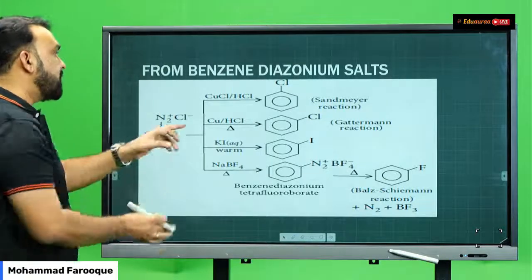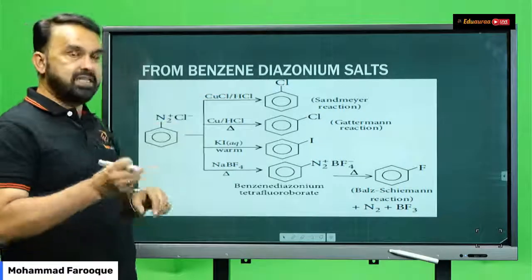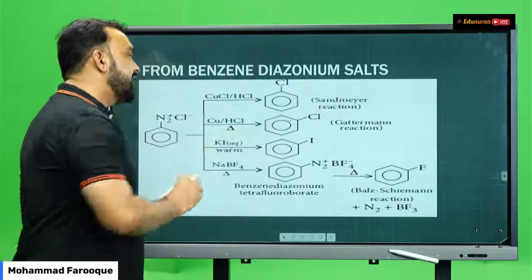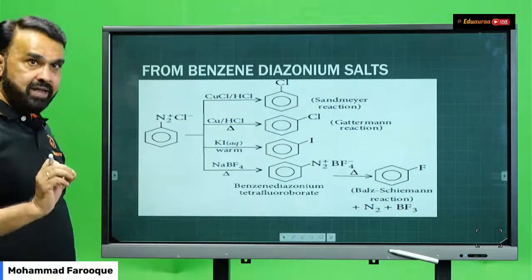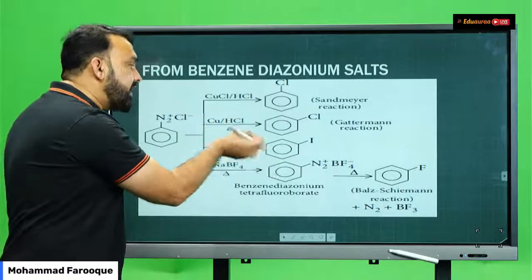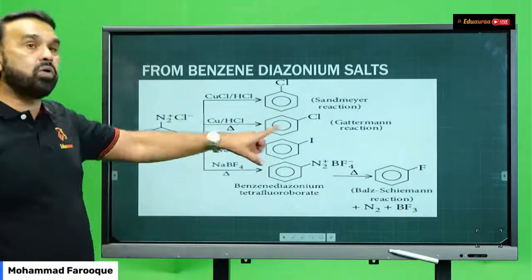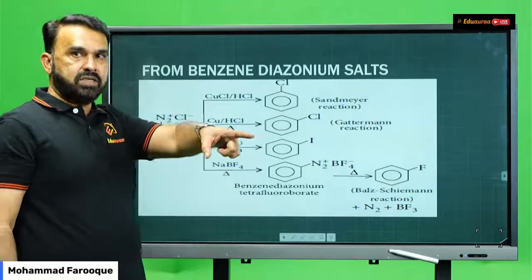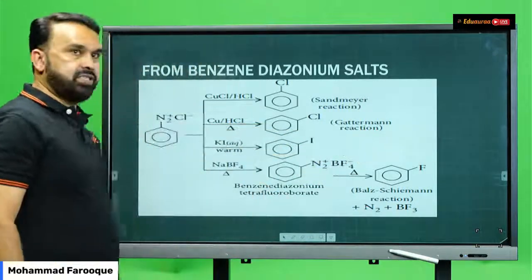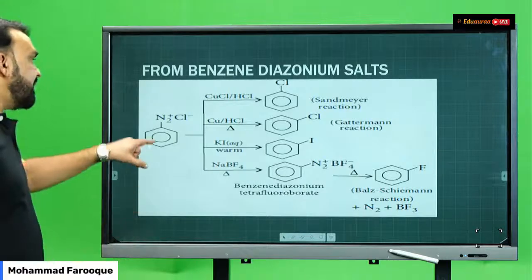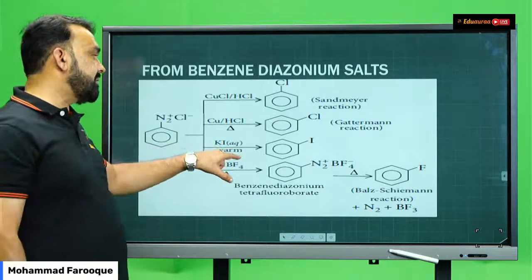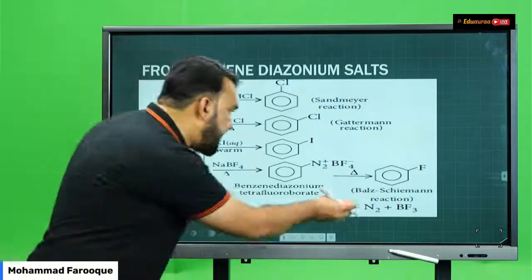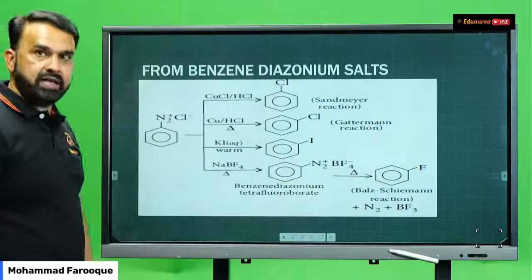Okay, benzene diazonium chloride treated with CuCl and HCl. What happens is you get chlorobenzene. That is Sandmeyer's reaction. But again, instead of CuCl, you take only Cu and HCl. Again, you'll get chlorobenzene. The product is the same, but the name of the reaction changes. That becomes Gattermann reaction. Similarly, when benzene diazonium chloride is treated with potassium iodide, you'll get iodobenzene. And what is the Balz-Schiemann reaction? Important again.